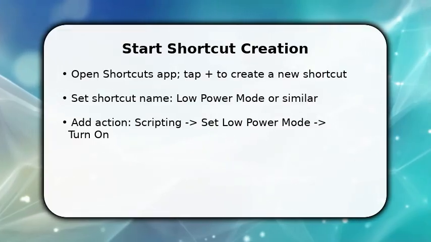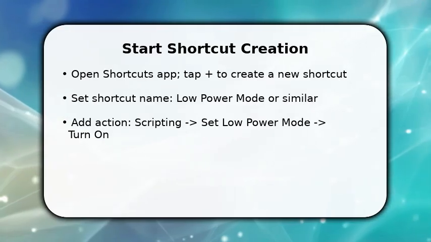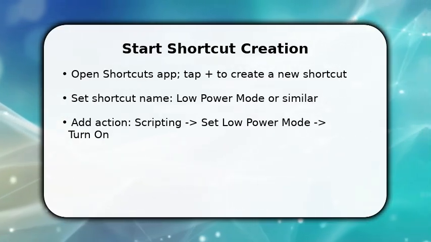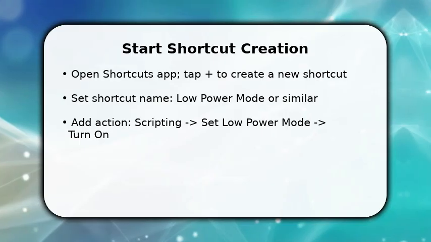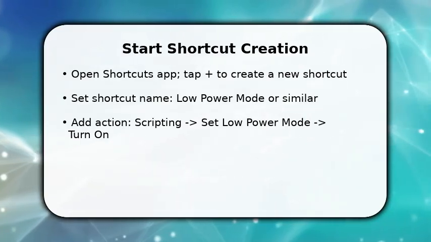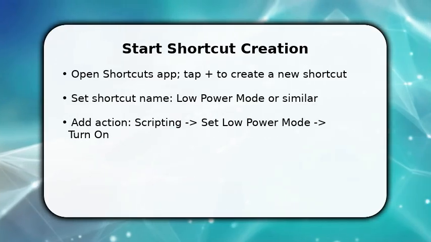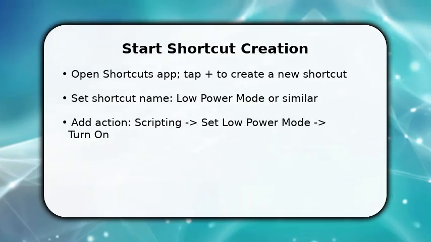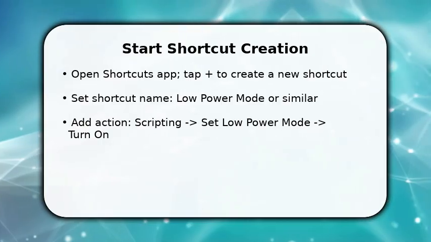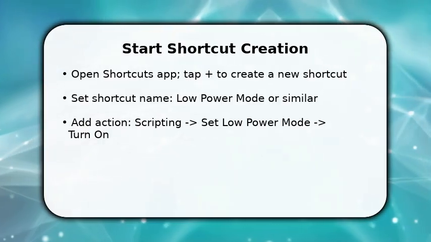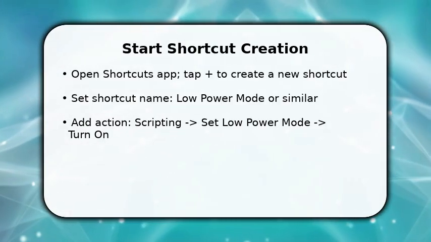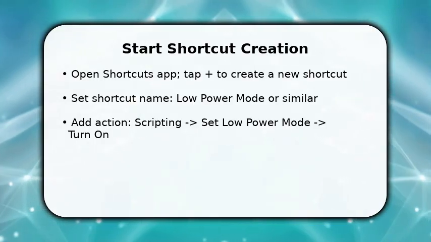You begin inside the Shortcuts app, tap the plus to create a new shortcut, and give it a clear name like Low Power Mode. Once done, add an action by choosing Scripting, then find Set Low Power Mode and set it to turn on. You do this now so the shortcut performs the single task you want. Make sure to save before testing. This first step locks in the core behavior so the rest just handles how you trigger it.